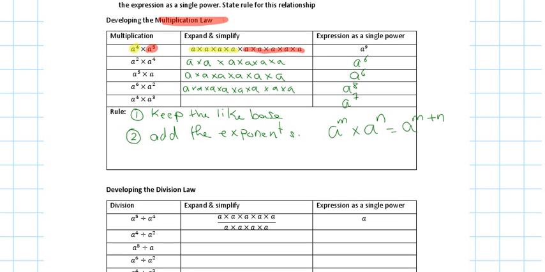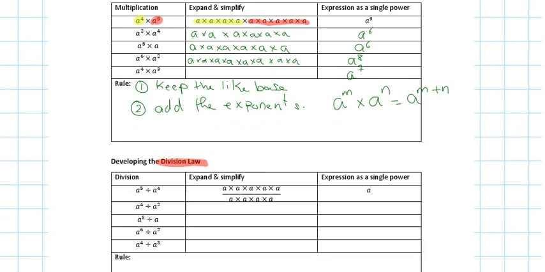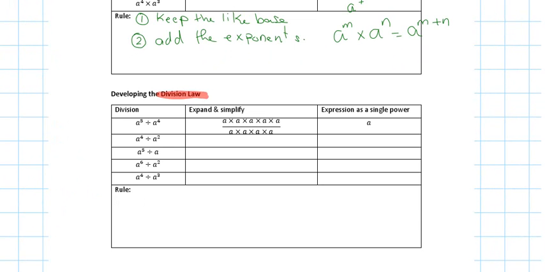Now moving on to the division law. So if I'm dividing a to the power of 5 divided by a to the power of 4, right? Again, I can expand, and a to the power of 5 is a times a times a times a times a, 5 times, divided by a to the power of 4, which is a times a times a times a. Now when we have division, we simplify, right? Especially if we have the multiplication. I can simplify this by this, this by this, this by this, this by this, right? What am I left with? A. A to the power of 1, or a, right?